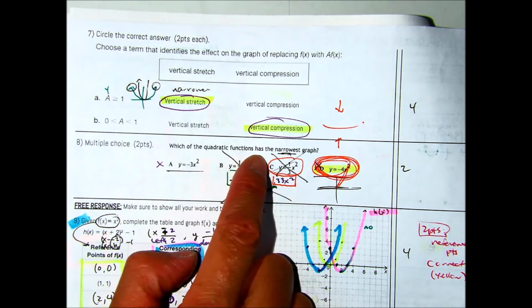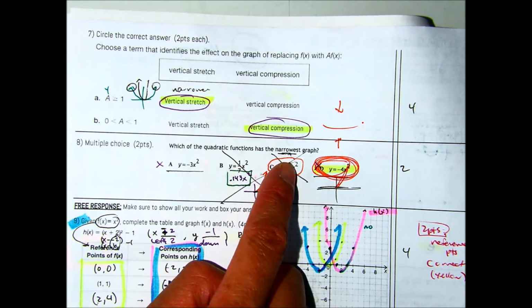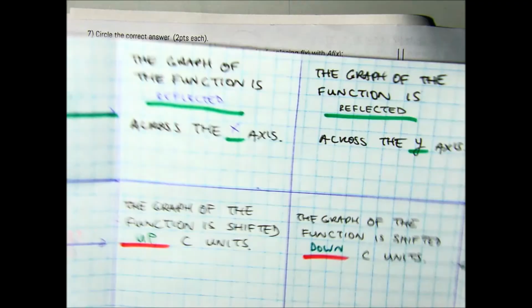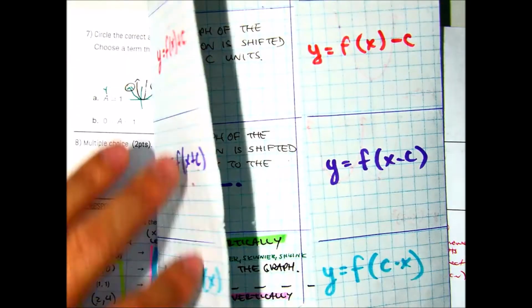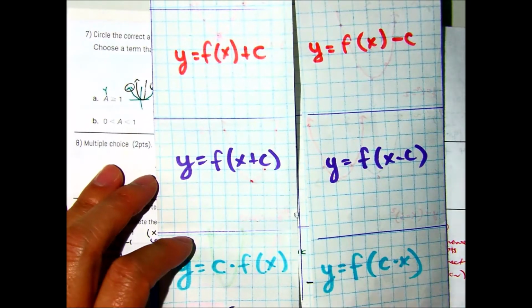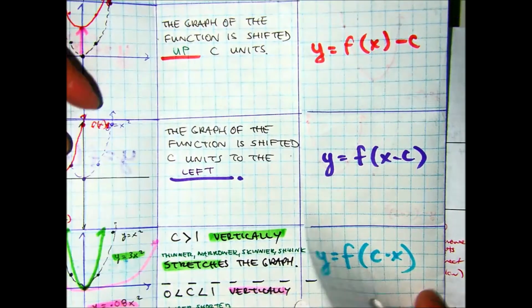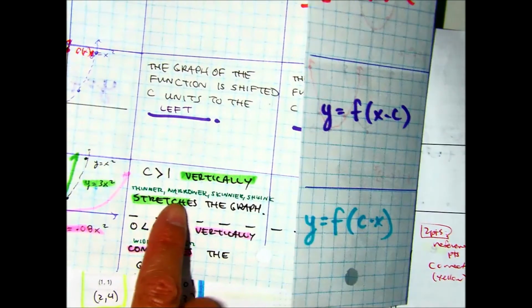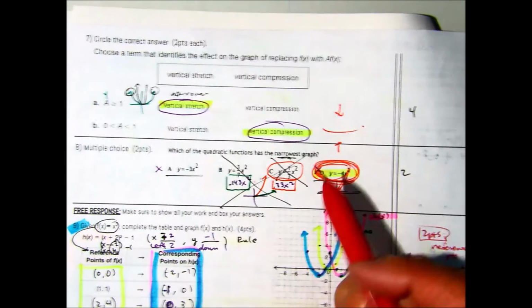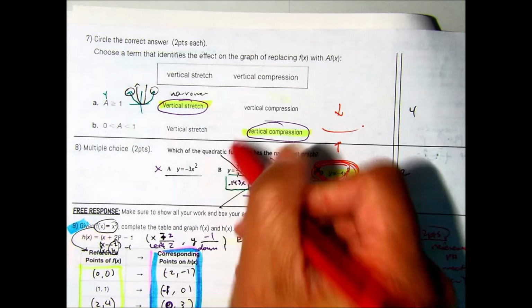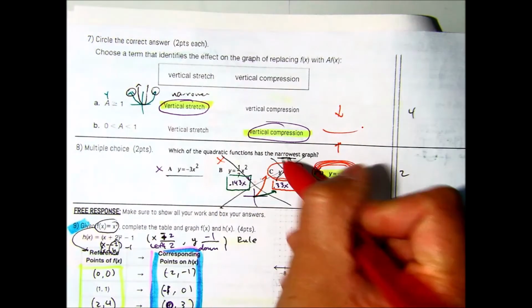Which of the quadratic functions has the narrowest graph? Well, we created this graphic organizer, and you guys were not allowed to use this on your quiz, but if you created your own formula sheet, it's a great way of studying. Narrower refers to if the a value is bigger than 1. So you're looking for values that are bigger than 1. So you can cross off B and C.